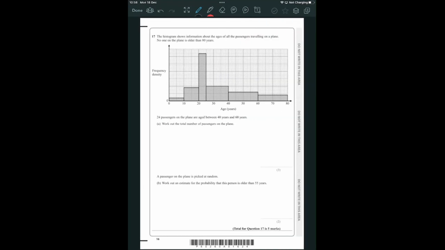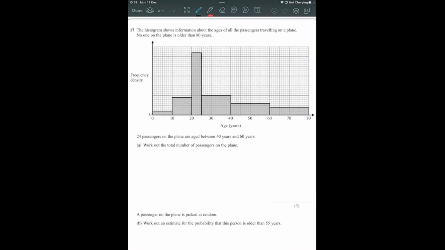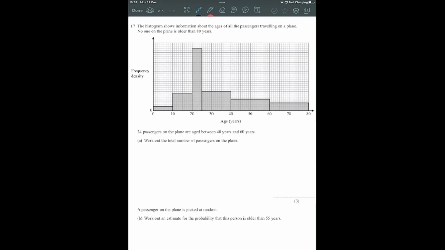Question 17. We have a histogram this time. No one on the plane is older than 80. Well, that's good because my graph stops at 80. 24 passengers are between 40 and 60. So that's telling me that this section here has an area of 24. Frequency equals area. Work out the total number.